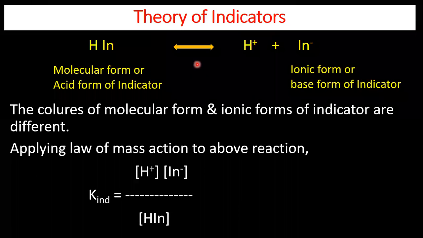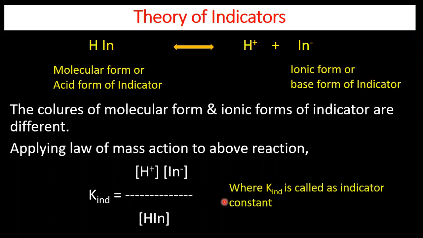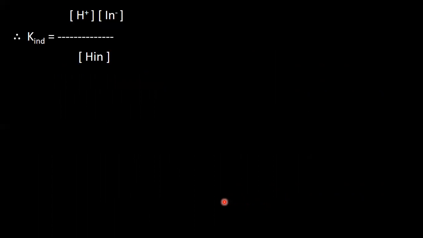So this is the equilibrium reaction. Applying the law of mass action to the above reaction, we get K indicator is equal to the concentration of products, that is, the concentration of proton and ionic form of the indicator, upon the molecular form of the indicator, where this K indicator is called the apparent indicator constant. This is the equilibrium constant. Now K indicator, as we have seen, is by applying the law of mass action.